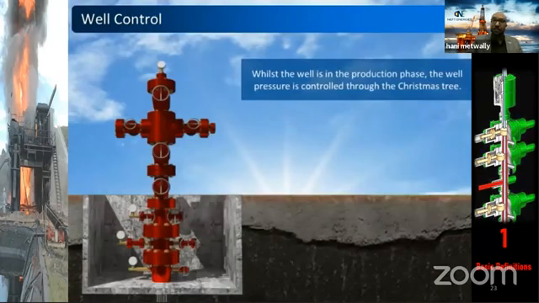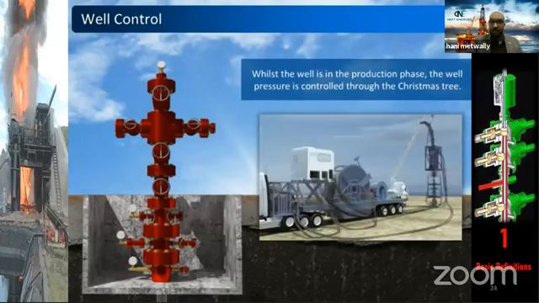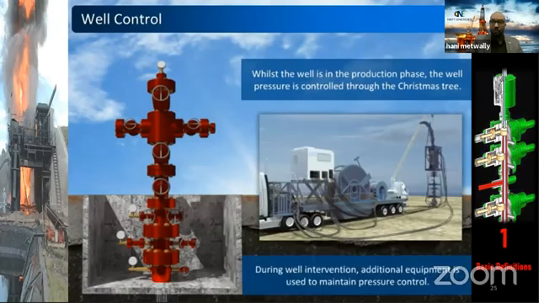Even during production, we still have well control. How? Because we can consider the Christmas tree itself a pressure control equipment. Even during well service operation, if you perform coil tubing operation or wireline operation, all of this will be under control using pressure control equipment. But today I will focus on well control during drilling operation.